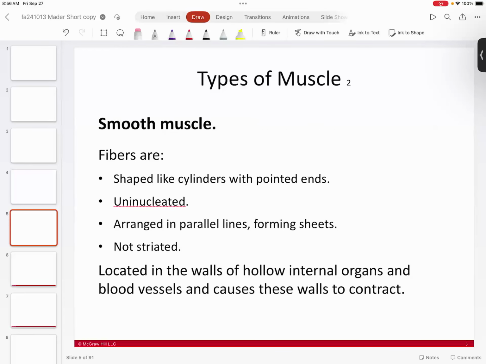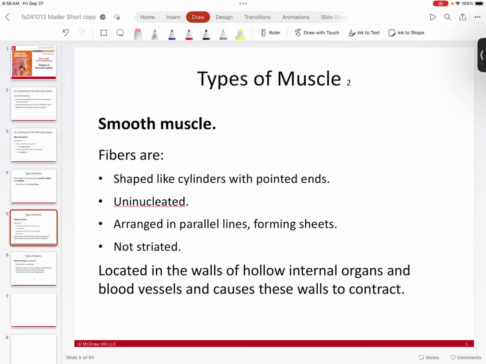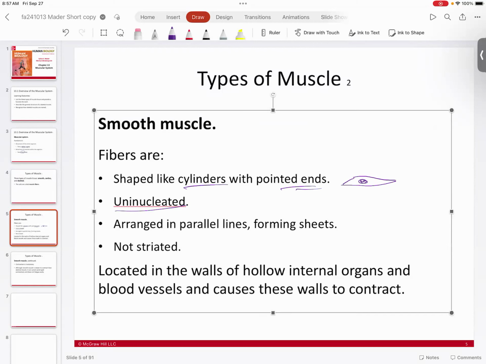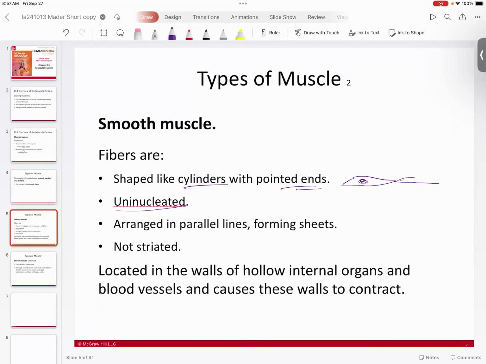And so smooth muscle first are going to be cells that are kind of cylinder-like, but they're pointed at the end. So they kind of have a spindle shape to them, and they generally will have one nucleus in them. And they oftentimes will form groups or clusters of cells, stacking on each other in parallel, kind of like a bunch of gummy worms all piled next to each other. So that's basically what smooth muscle will look like. And they form these long sheets.